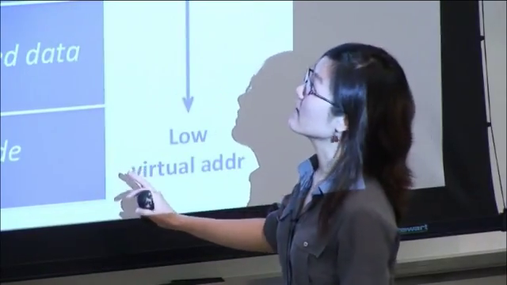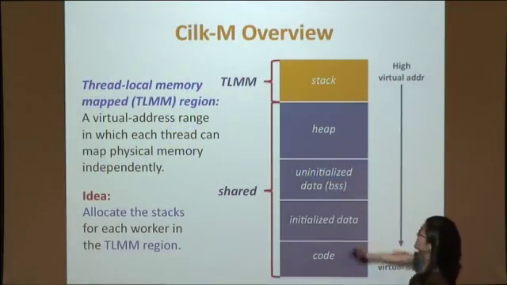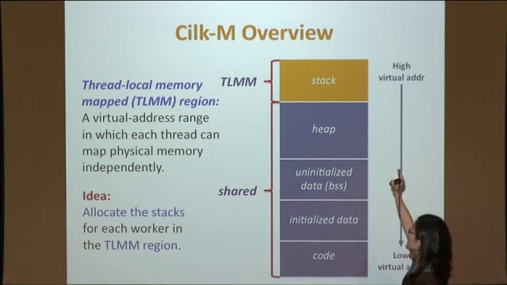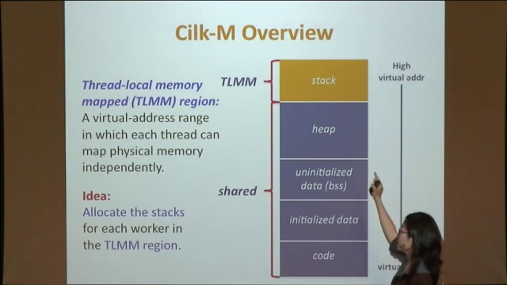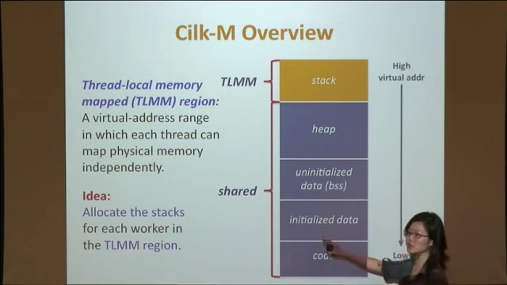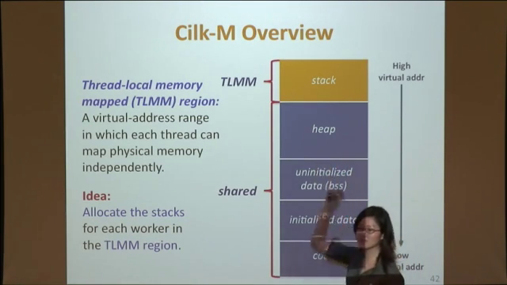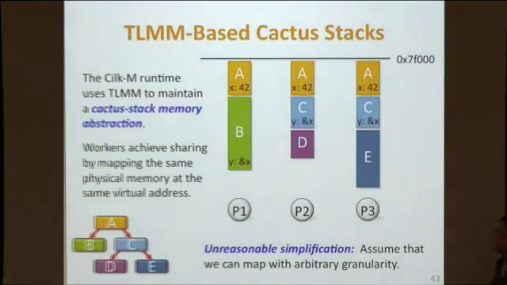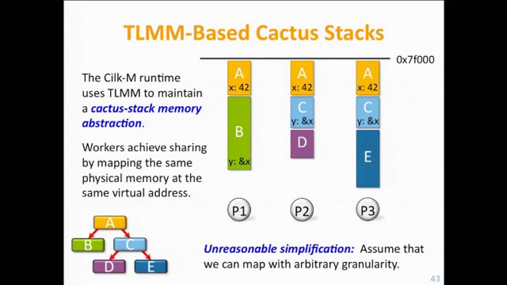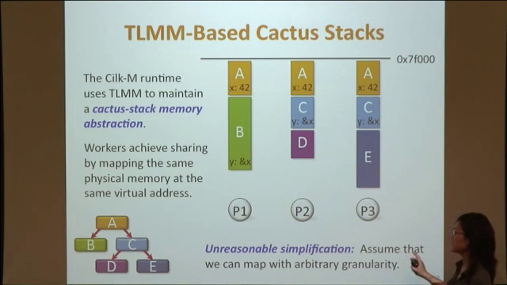And so the high-level idea is that at system startup, this is the address space where you have heap, stack, and data. The runtime system will allocate the heap, the data, and the code in a shared region, but allocate the stack in the TLMM region where each thread can map independently. And at a very high level, this is what the solution looks like. Right now, bear with me with an unreasonable simplification. Let's assume that we can map with arbitrary granularity. I'll come back to this point later.